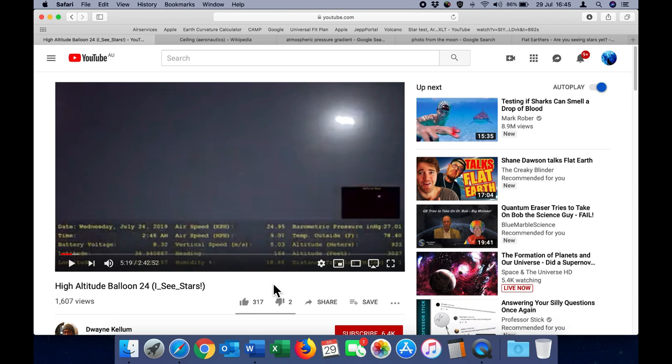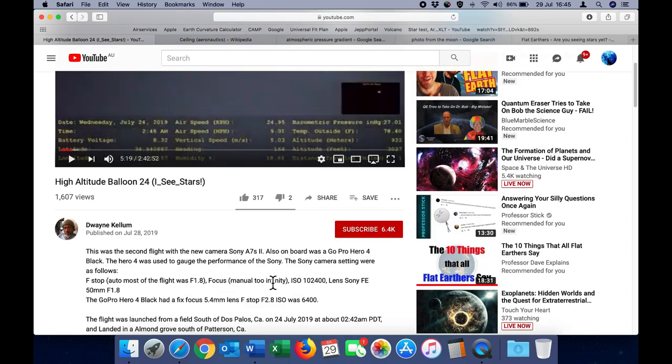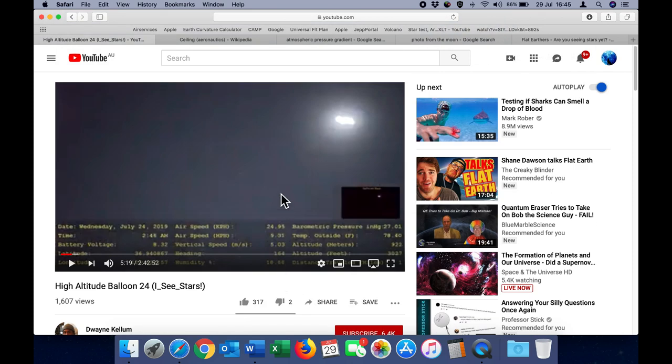And the first point we're going to look at is seeing the stars at night with a camera. The correct exposure value needed to see the stars is generally very high, and we can see by Dwayne's own settings that the ISO on his camera was 102,400. Now that is extremely high. Anyone who knows anything about photography will agree. But that was the setting he needed in order to see the stars in his footage.